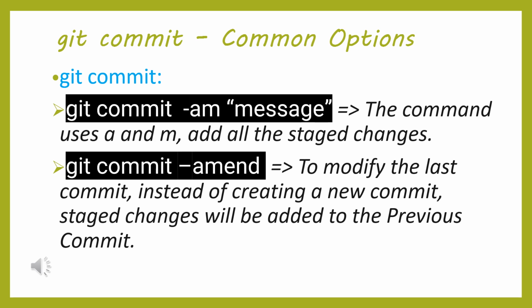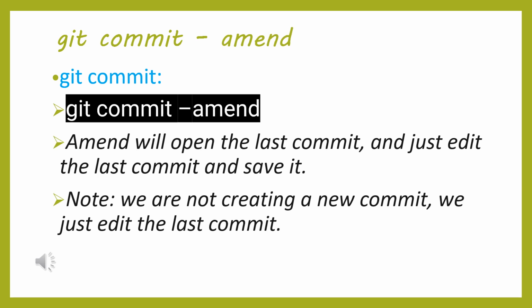Git commit common options. We can also use git commit -am message. This command uses a and m and adds all the staged changes to the commit. And there is git commit --amend, to modify the last commit instead of creating a new commit. The staged changes will be added to the previous commit using the amend option. The amend option will open the last commit, and we just edit it and save it. Note here we are not creating a new commit, we just edit the last commit with the amend command.